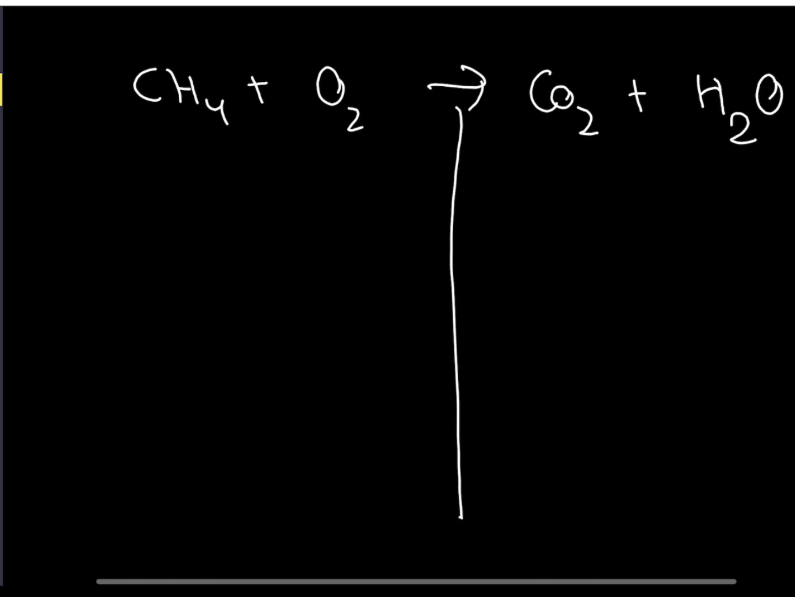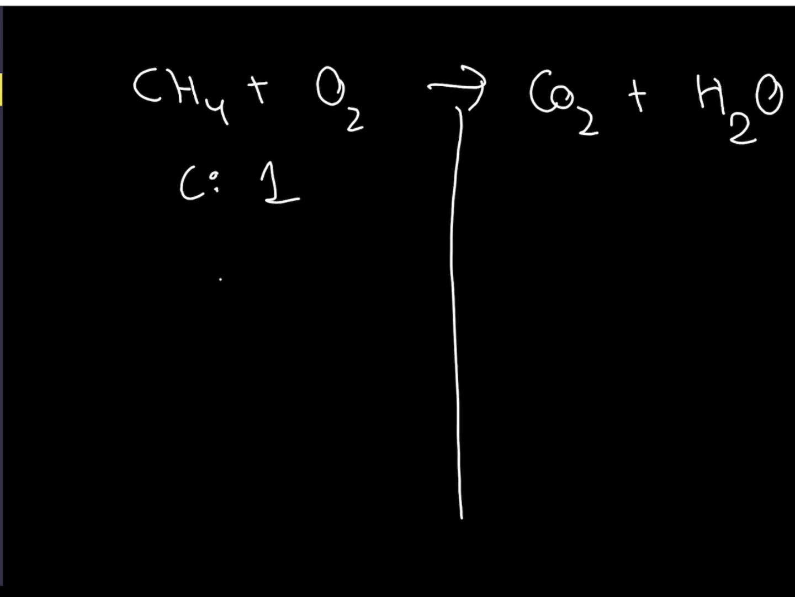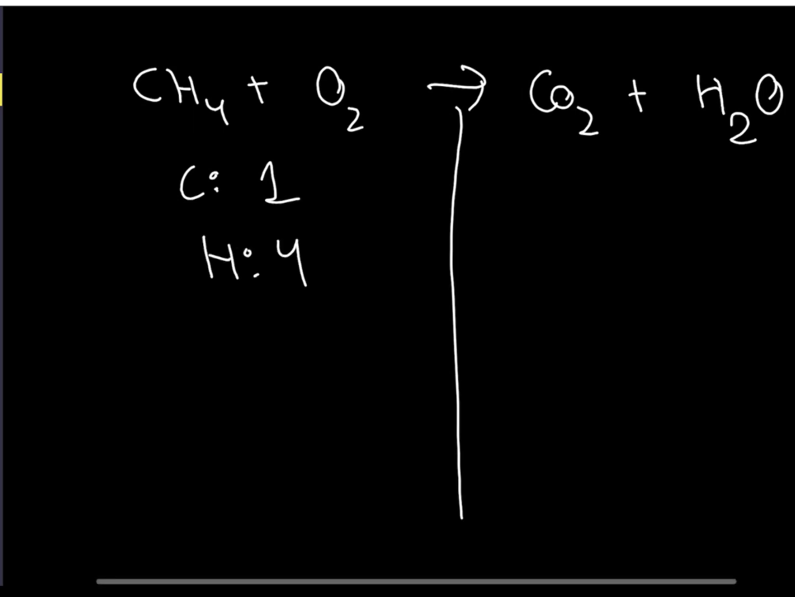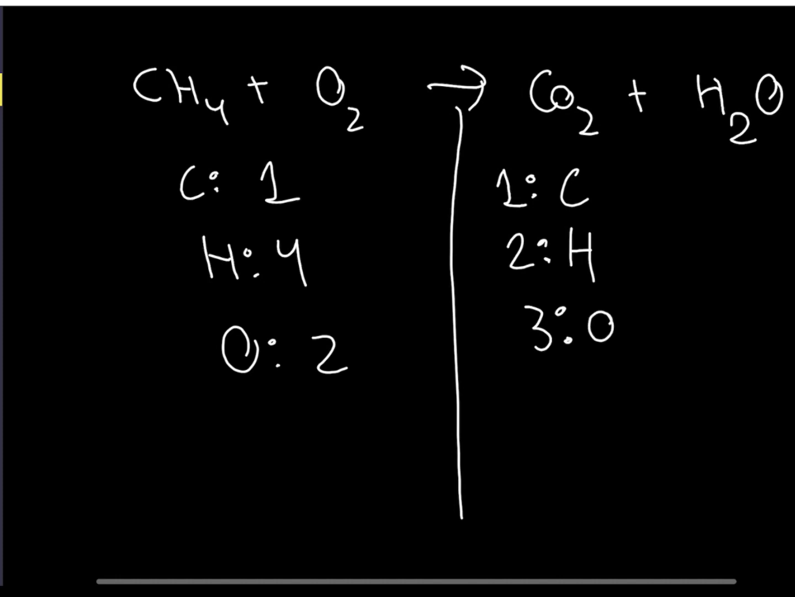So we have 1 carbon. We have 4 hydrogens. 2 oxygens. And we have 1 carbon here. We have 2 hydrogens. And it looks like we have 3 oxygens. I don't know why I wrote it different ways this time, but, you know.